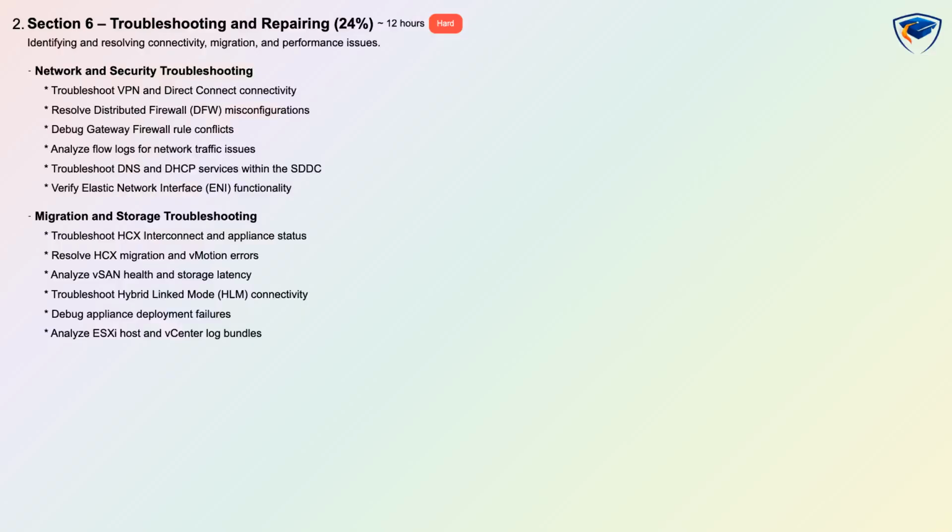It also covers migration and storage troubleshooting, where you will troubleshoot HCX interconnect and appliance status, resolve HCX migration and vMotion errors, analyze vSAN health and storage latency, troubleshoot hybrid linked mode connectivity, debug appliance deployment failures, and analyze ESXi host and vCenter log bundles for root cause. Expect scenario-driven lab work that mirrors real incidents and requires both diagnostic procedures and corrective actions.